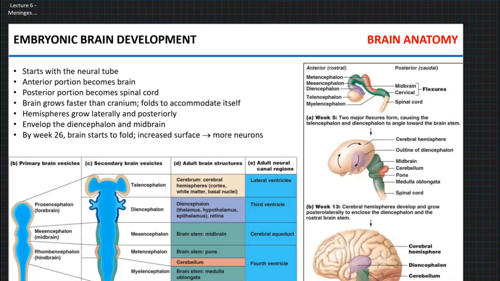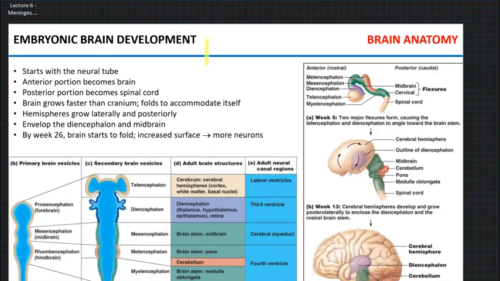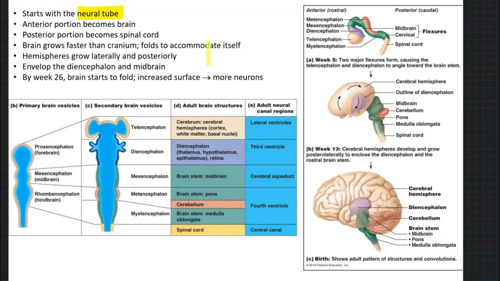Start with the brain development. Okay, your brain develops from the neural tube. The upper part of the neural tube effectively becomes the brain, and the rest becomes the spinal cord. So what you need to know here, you need to know and identify primary brain vesicles.